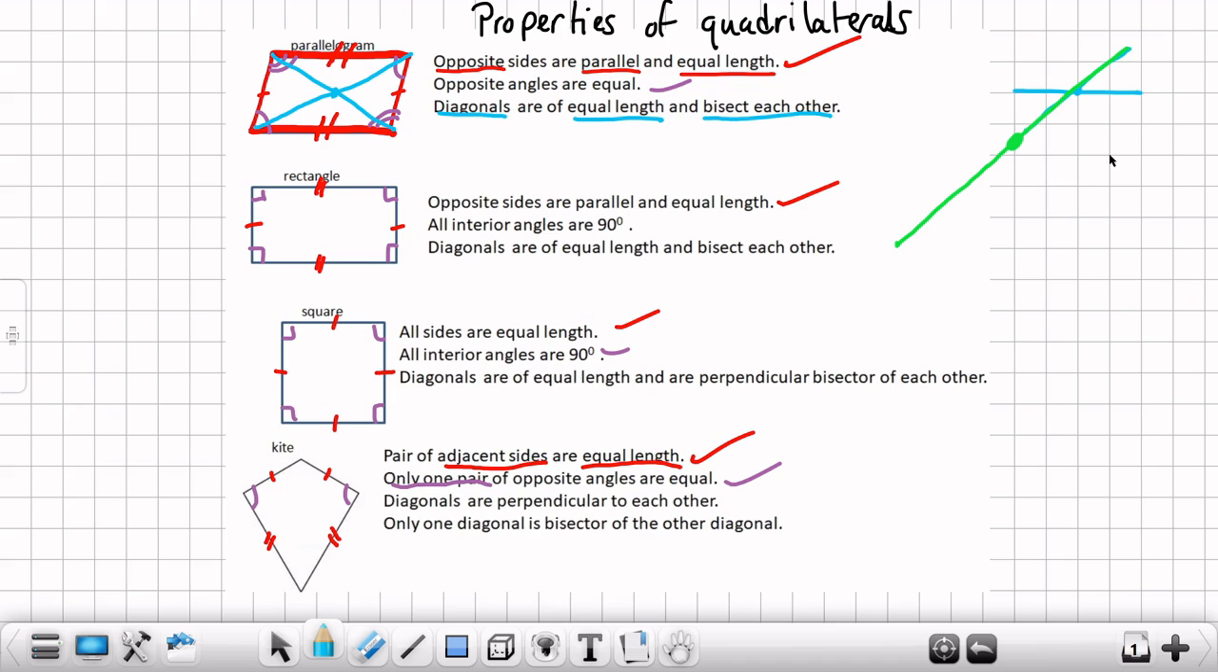Right, in this situation here, both these lines cut each other in half, right? They bisect each other. Same with this as well. These two lines bisect each other. It's exactly the same for the rectangle. Diagonals are equal length and bisect each other. Same description as for a parallelogram. Exactly the same description.